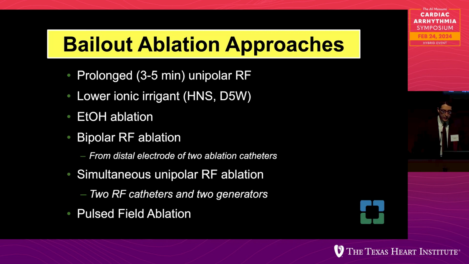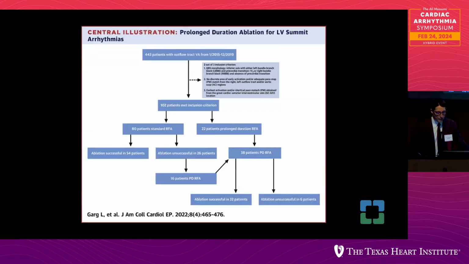You can lower your ionic irrigant with half normal saline or D5W. We'll talk about that in a second. You can use alcohol ablation for septal perforators when you can access that. Bipolar RF ablation, so from a distal electrode of 2 ablation catheters with a single generator. Or you can use simultaneous unipolar radiofrequency ablation with 2 separate generators and 2 different catheters. We'll go through this very quickly in a second. And finally, there are some unknowns about the new technologies like pulse field ablation.